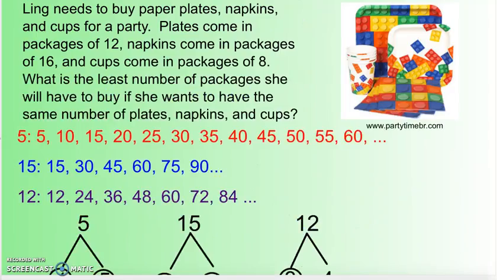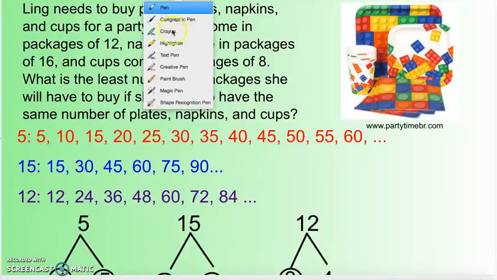Okay, so looking at this word problem, and this is our last problem, it says Ling needs to buy paper plates, napkins, and cups for a party. Plates come in packages of 12, napkins come in packages of 16, and cups come in packages of 8. What is the least number of packages she will have to buy if she wants to have the same number of plates, napkins, and cups?